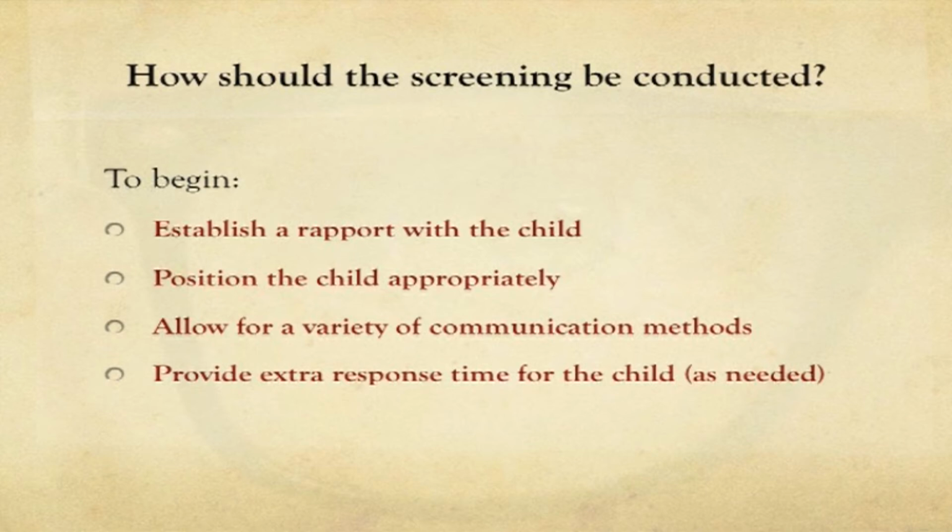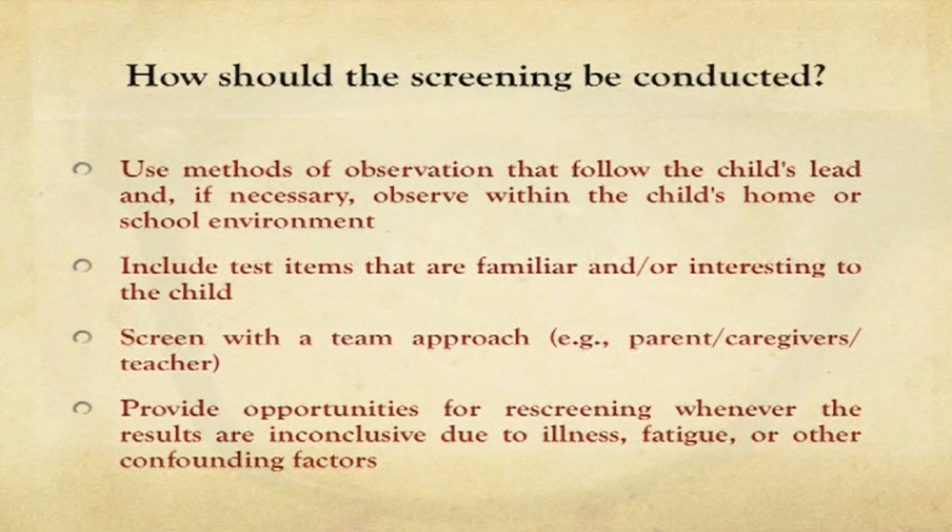To begin, establish a rapport with the child, position the child appropriately, allow for a variety of communication methods, provide extra response time for the child, use methods of observation that follow the child's lead and if necessary observe within the child's home or school environment, include test items that are familiar and interesting to the child, and screen with a team approach, for example, parent, caregivers, teachers.